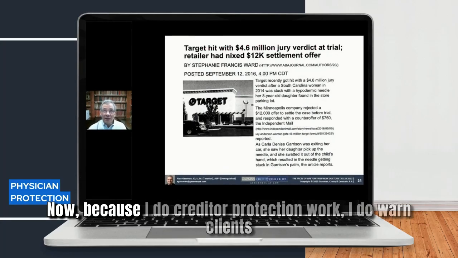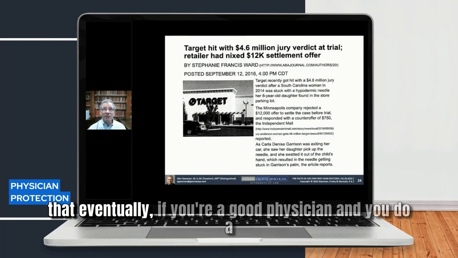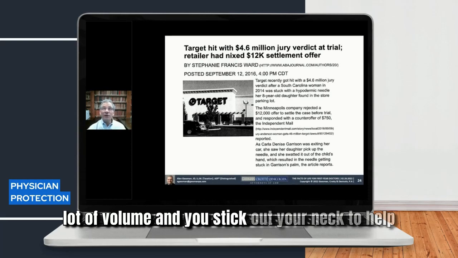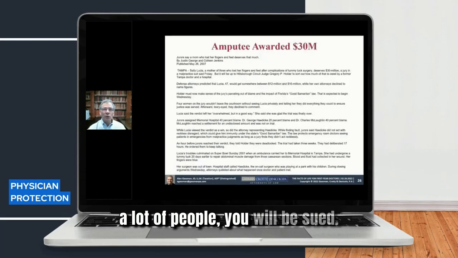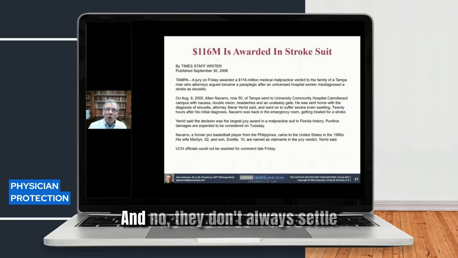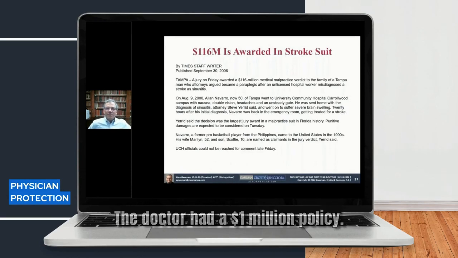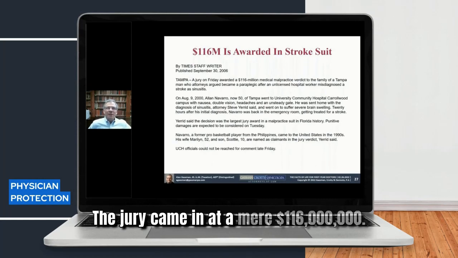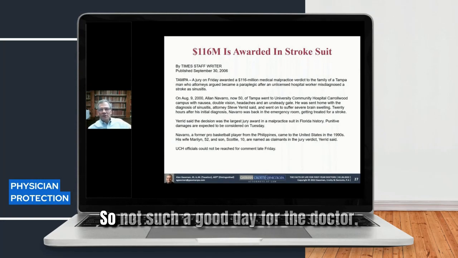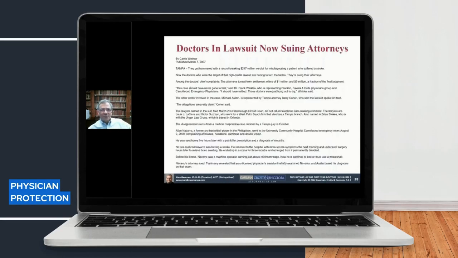Now, because I do creditor protection work, I do warn clients that eventually, if you're a good physician and you do a lot of volume and you stick out your neck to help a lot of people, you will be sued. And no, they don't always settle for your limits of liability. Look at this one. The doctor had a $1 million policy. The jury came in at a mere $116 million. So not such a good day for the doctor.